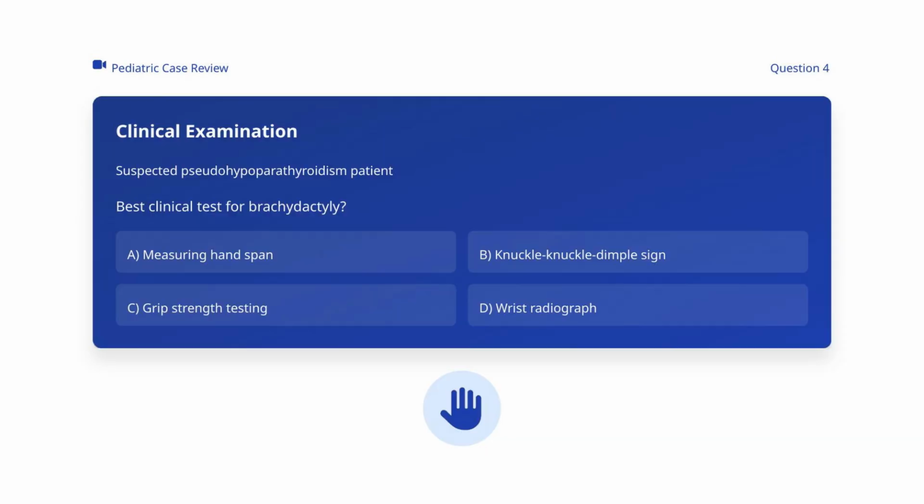In a patient with suspected pseudohypoparathyroidism, what is the best clinical test to assess for brachydactyly? Option A, measuring hand span. Option B, knuckle dimple sign. Option C, grip strength testing. Option D, wrist radiograph. Consider simple bedside examination techniques.